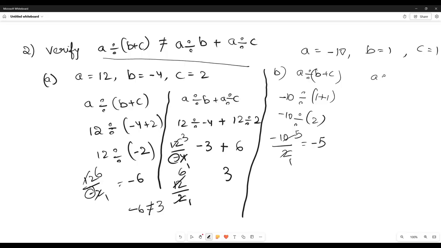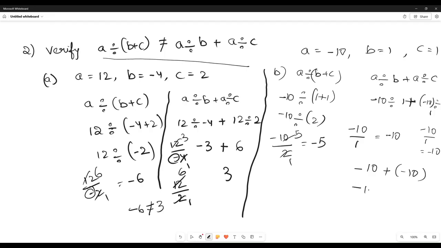The next expression is A divided by B plus A divided by C. So what is the value of A? Minus 10 divided by 1 plus minus 10 divided by 1, right? So minus 10 divided by 1 is always minus 10, and minus 10 divided by 1 is always minus 10. Let's add these two. Minus 10, minus 10. Minus plus minus is always minus. So the answer is minus 20. Does it satisfy the given statement? Yes, because minus 5 is not equal to minus 20.